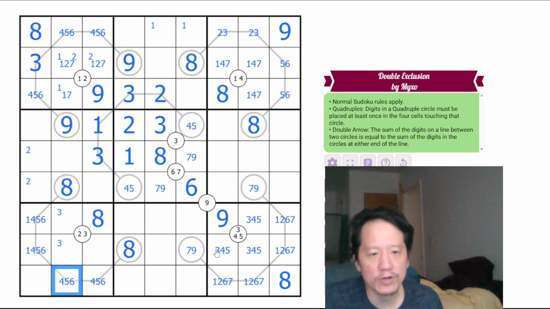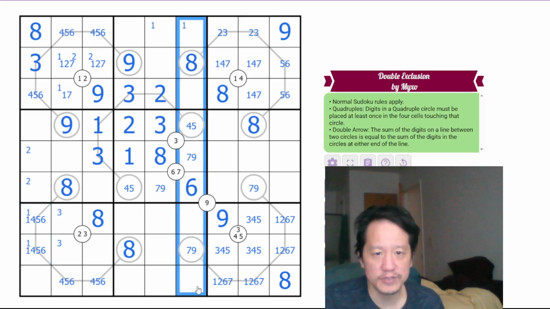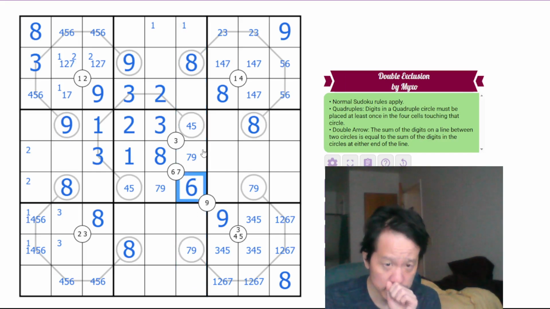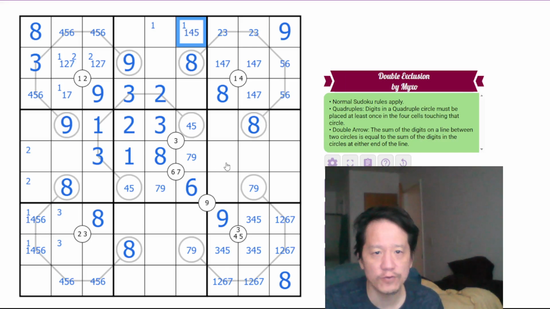This can't be a 1 then, because one of these two is a 1. So we know 1 has to be one of these two here. What are the remaining digits in column 6? Well, you can't have 6, 7, 8, or 9, so it's 1, 2, 3, 4, 5. But this cannot be 2 or 3 here, so this is 1, 4, 5.